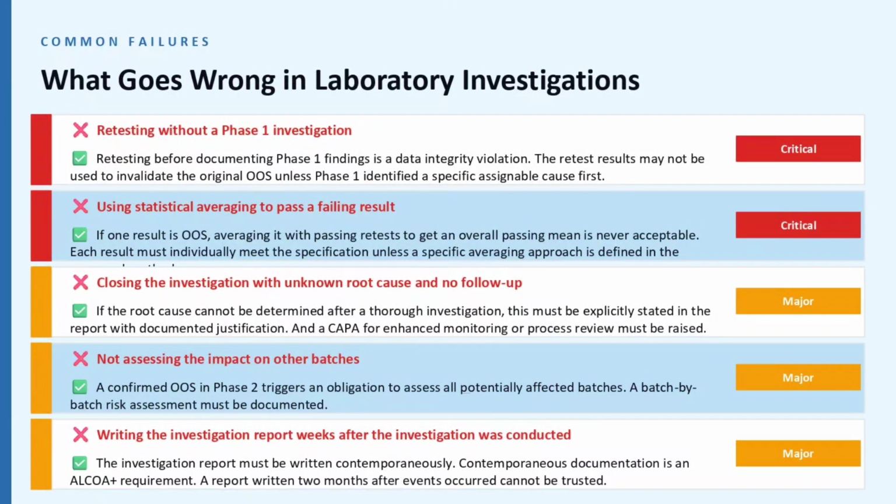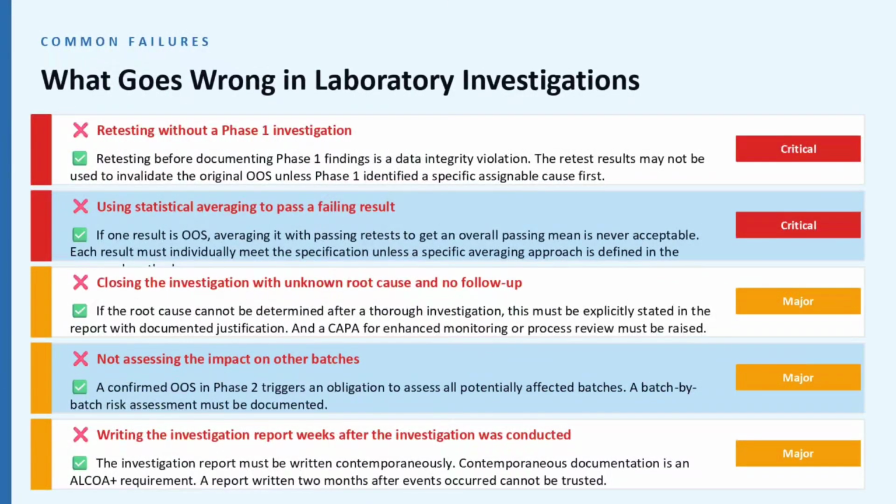The second failure is using statistical averaging to pass a failing result. If one result is OOS and two retests pass, averaging all three to get a passing mean is never acceptable unless a specific averaging approach is defined in the approved method and validated. Each individual result must stand on its own against the specification.